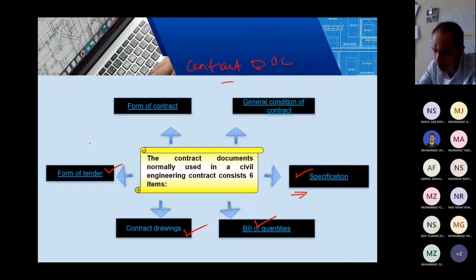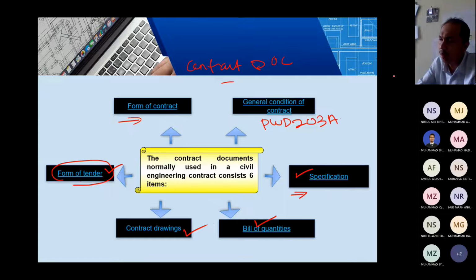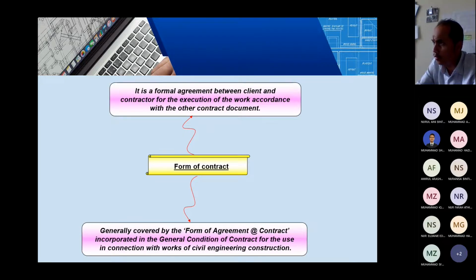Form of tender means a form to be filled in by the tenderer who wants to bid for that particular project. Okay, just a form. Then form of contract, which is signed by the contractor who wins the project and by the client. And then the general condition of contract, as I mentioned before, usually for government projects uses PWD 203A.